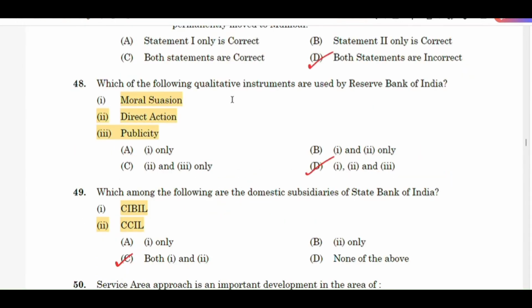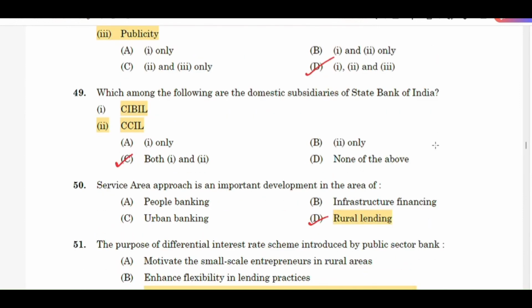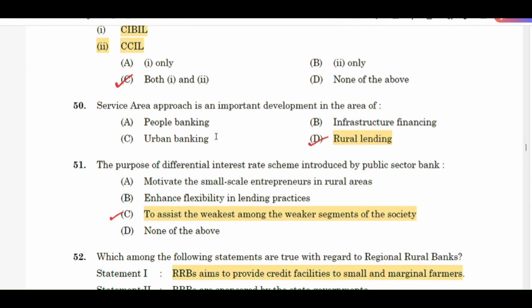Which of the following qualitative instruments are used by Reserve Bank of India? Answer is option D, 1, 2 and 3. Moral suasion, direct action, publicity. Next question, which of the following are the domestic subsidiaries of State Bank of India? Answer is option C, both 1 and 2, CIBIL and CCIL. Service area approach is an important development in the area of option D, rural lending.